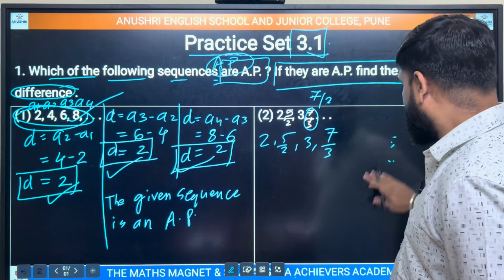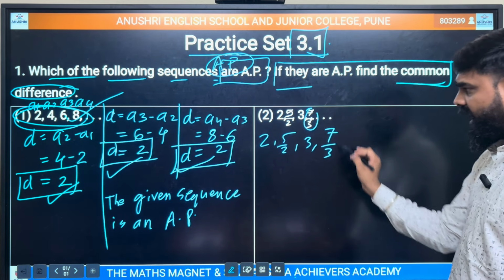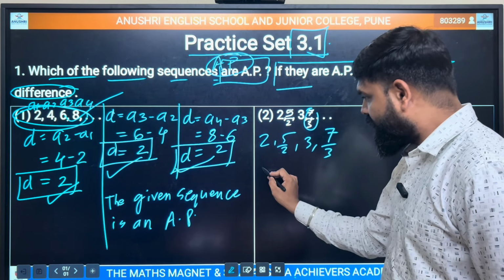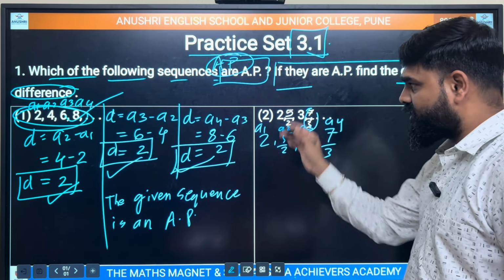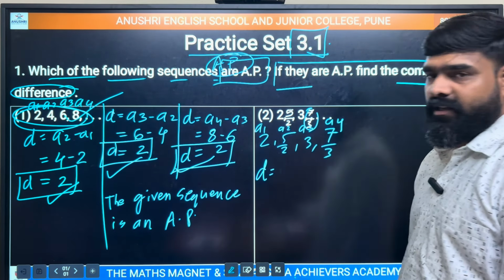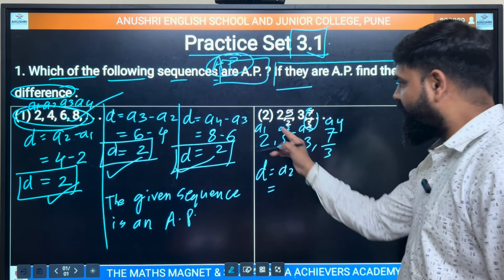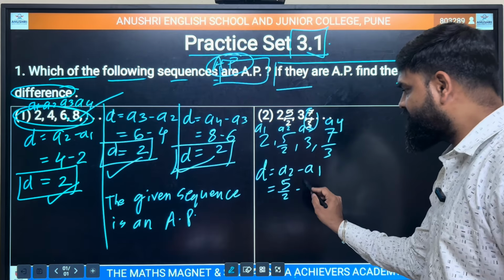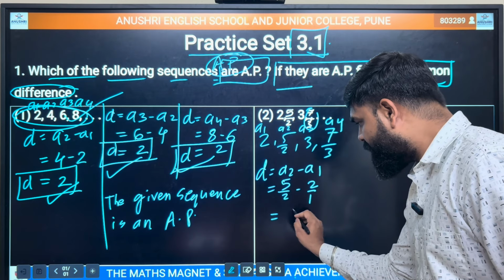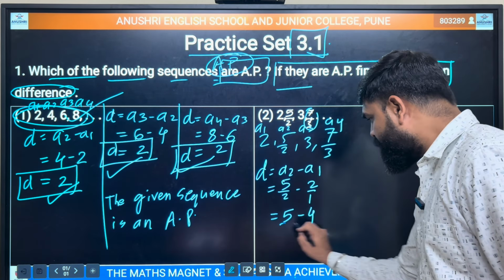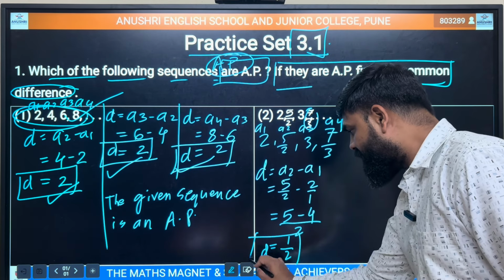Let us first take 2, 5 by 2, 3 and 7 by 3. Okay, let us solve this. In this case we have A1, A2, A3, and this will be A4. Similarly, we follow the same process, A2 minus A1. Here A2 is 5 by 2 minus A1 is 2, and 2 means 2 by 1. So let us cross multiply this. 5 by 1 will be 5 minus 2 into 2 is 4, by 2. So we got 1 by 2. So we got D as 1 by 2.